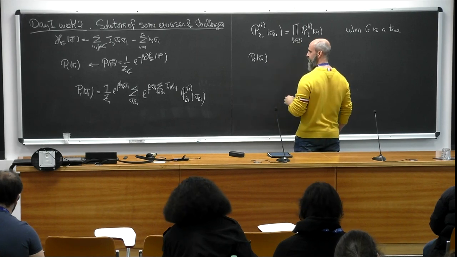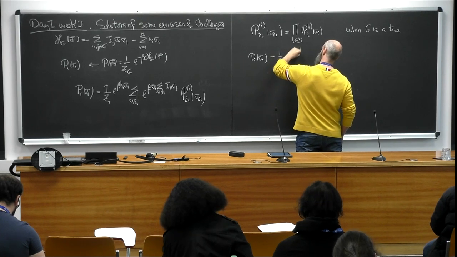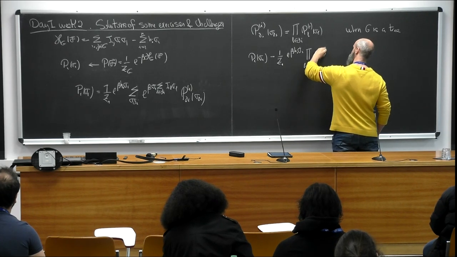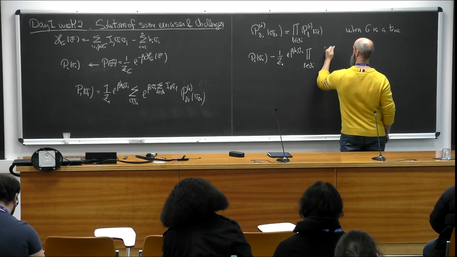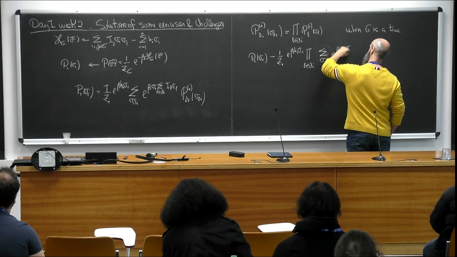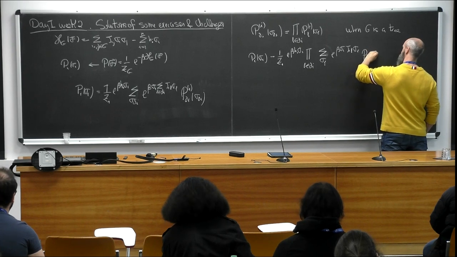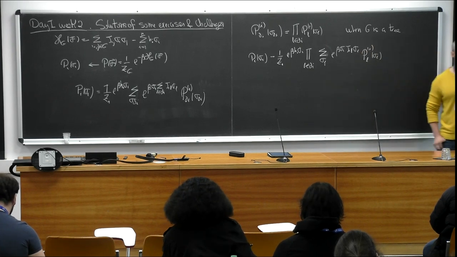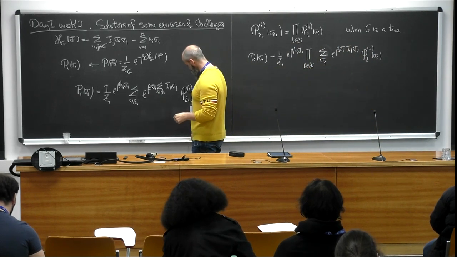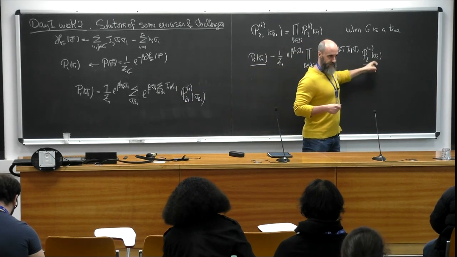Well, this is not still the cavity equation. P_i of sigma_i is equal to 1 over Z_i, exponential of beta h_i sigma_i, the product for l belonging to the neighborhood of i of the sum over sigma_l, exponential of beta sigma_i J_il sigma_l, the marginal at node l when i has been removed. And I left the way to close these equations as an exercise, maybe I'll solve it later, because these are not closed equations: this object here is not the same as this object here.